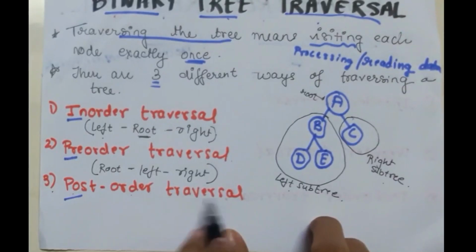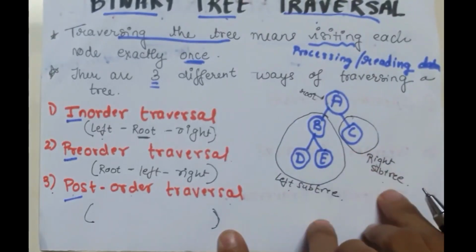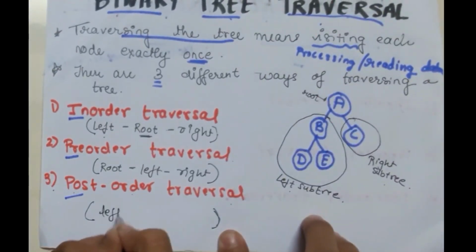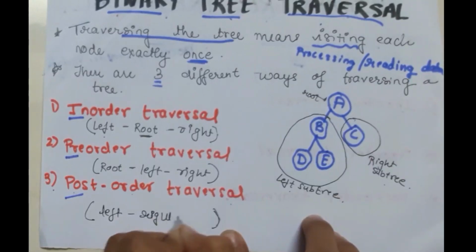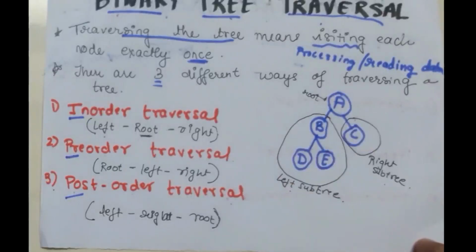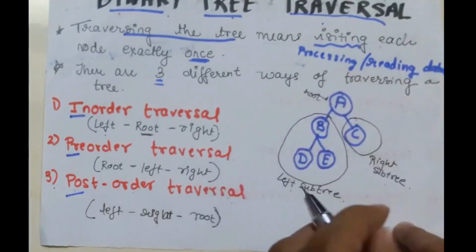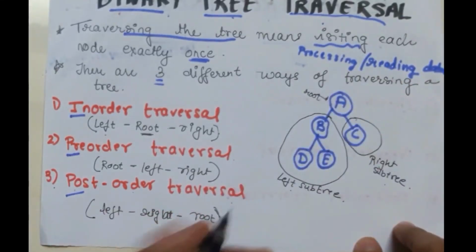The third one is the post order traversal. Post means last. So at the last we'll visit the root. And before that we'll visit entire left subtree, right subtree and then root. So left, right and then root. Okay. So these are the three different types of traversals based on the arrangement of root, left subtree and right subtree. Okay. Now we'll see what are the inorder, preorder and postorder traversal for this particular tree. We'll see first this easy example and then we'll solve some more examples for better understanding.